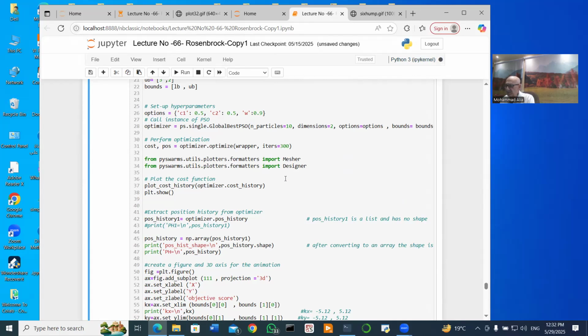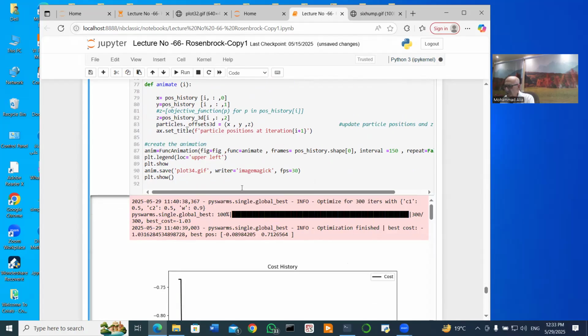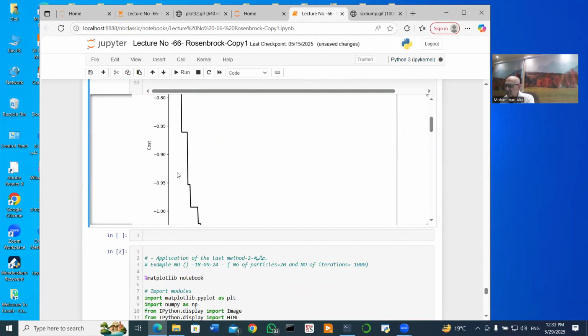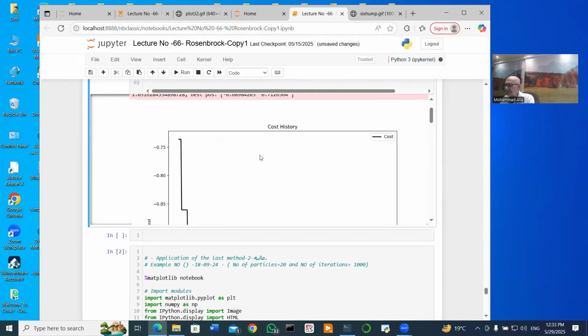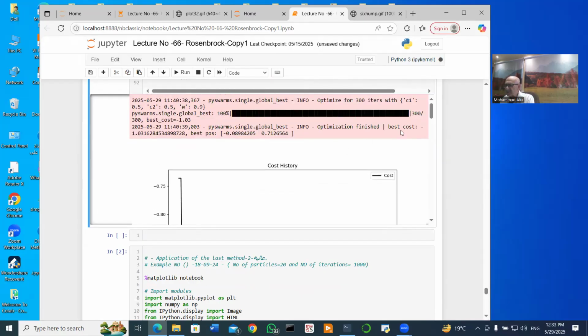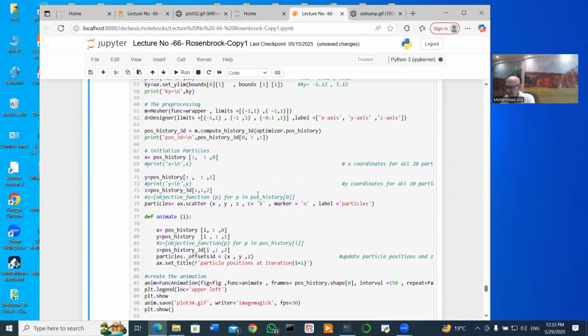They are imported. Now, as you know, from the optimizer, cost history, we plot the cost history. We did that before. This is the plot, the cost history. As you see, this is the cost history, and it will come to minus 1.03. Here it is, best cost 1.03. As before, but this is just done for the three-dimensional space.